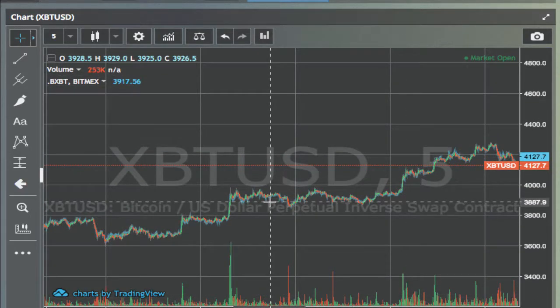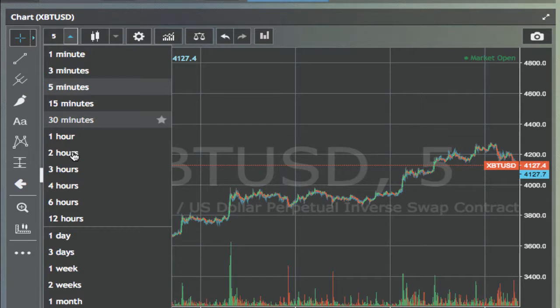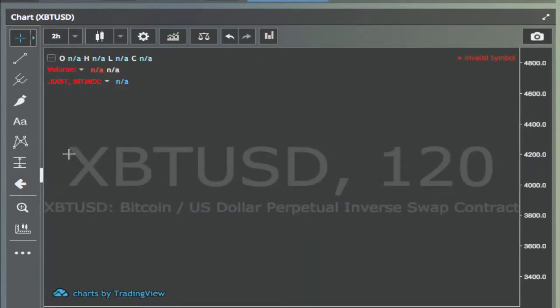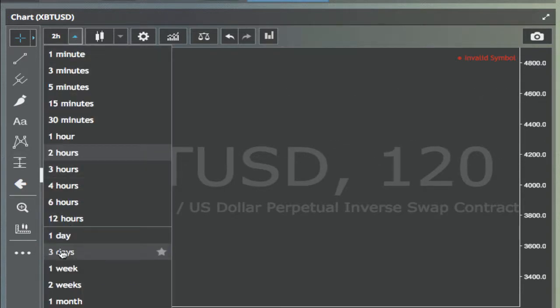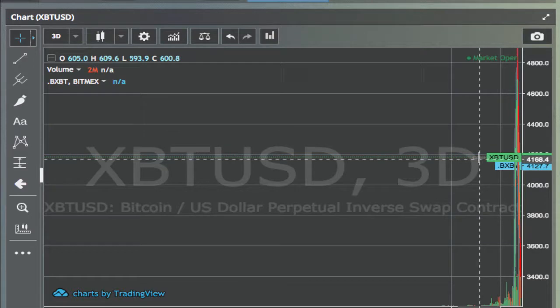Alright, I can't zoom out anymore. I think there's nothing else. Let's just go up slowly then real quick. Yeah, it's weird when this happens. So 3 days. Okay, 3 days loaded up.